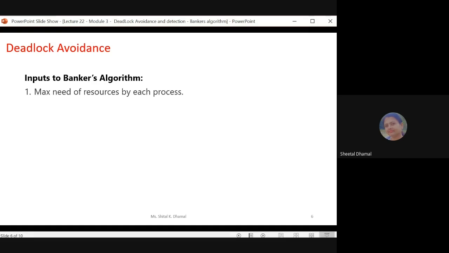The process P1 requires 10 printers to complete its job. Then process P2 requires 10 memory to complete its job. And process P3 requires 10 CPU cycles to complete its job. So what will these three processes do?